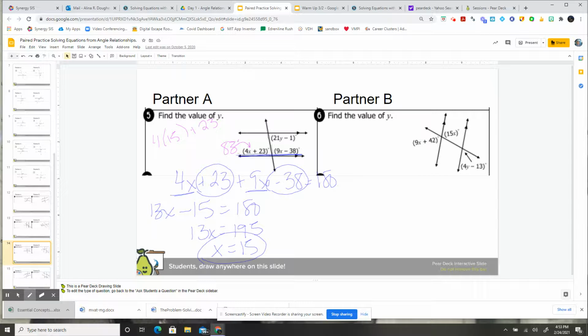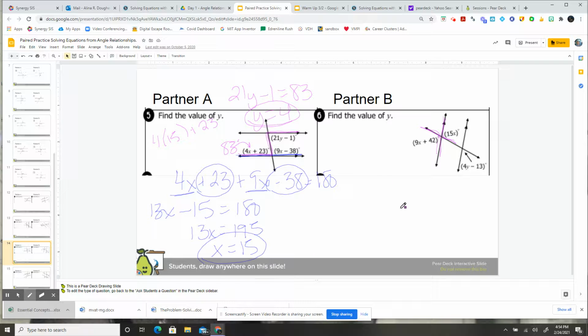So that means that those two angles are going to be the same because they're alternate interior. So 21y minus 1 equals 83 degrees. If I do 83 plus 1 divided by 21, I get 4. Y equals 4. So y equals 4 and x equals 15. That's the same thing you're going to do here. You've got vertical angles with x's, so you find x and then substitute in x to find y.